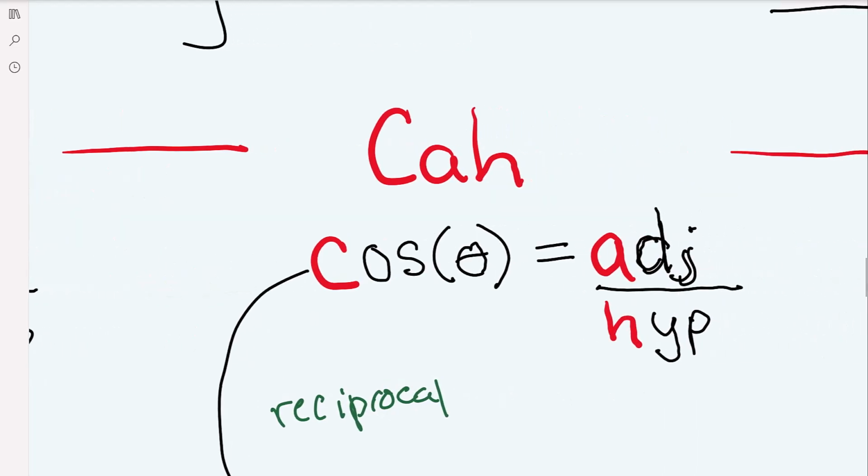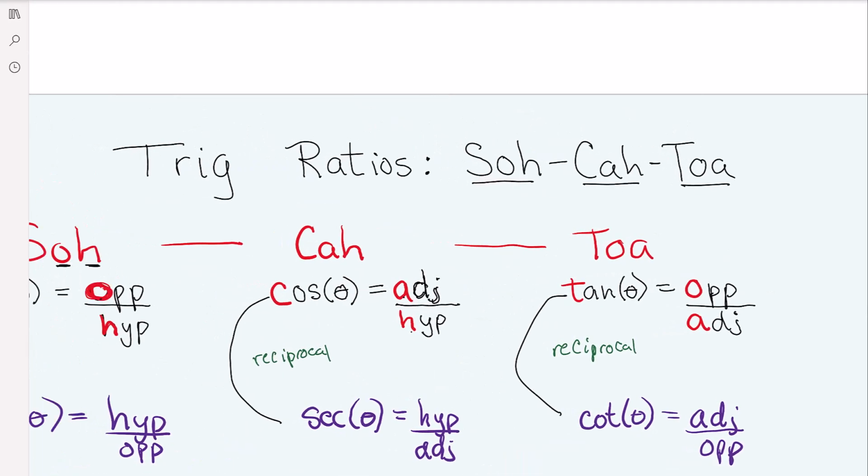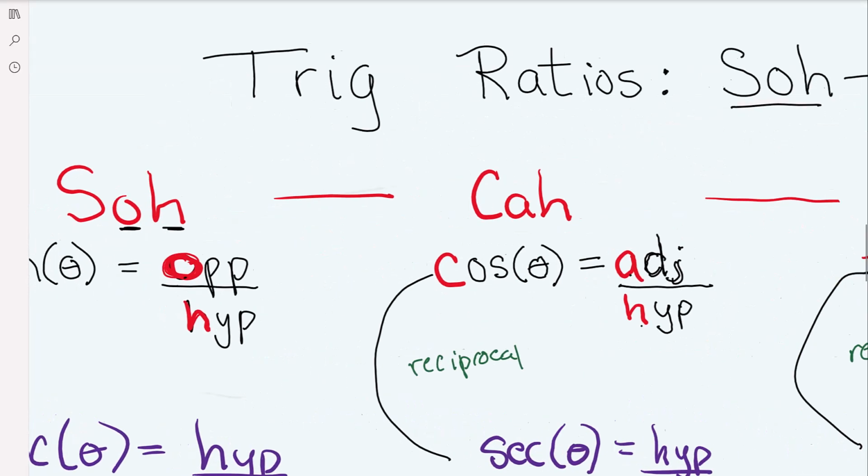The cosine is the adjacent side over the hypotenuse. TOA is the opposite side over the adjacent side. And remember, a ratio is a fraction. It's how one thing relates to the other.